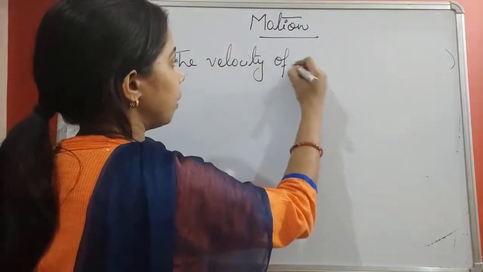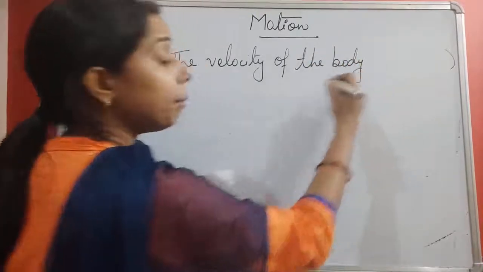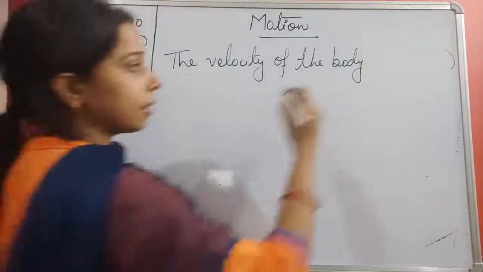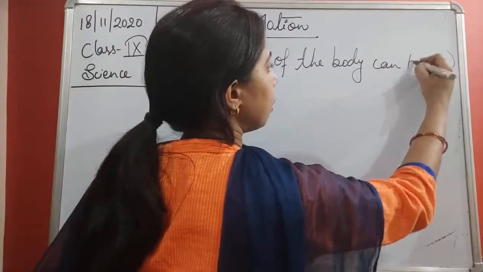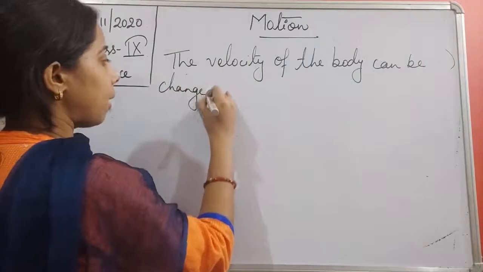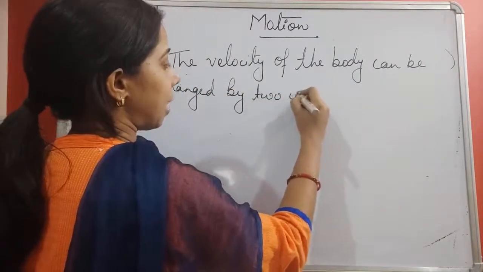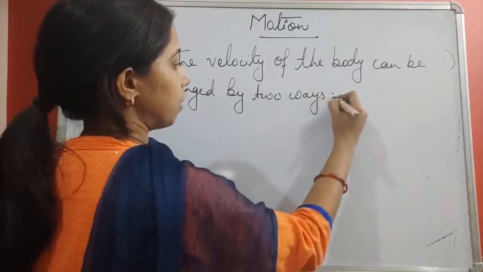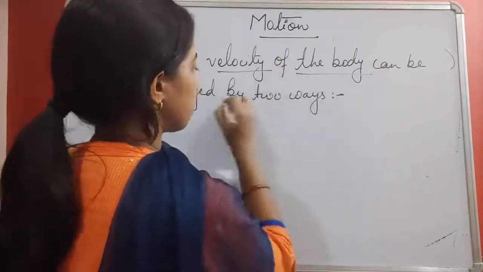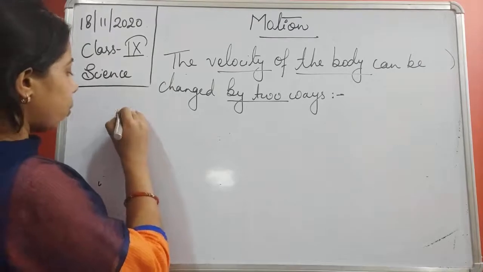We can write it: velocity of the body can be changed by two ways. What are the different ways, students, by which the velocity of the body can be changed? So the first thing is by changing the speed of the body.